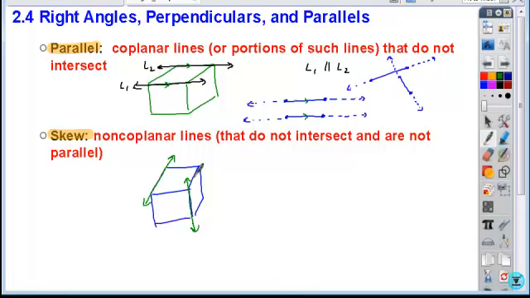And the fact that they don't intersect and that they are not parallel is all kind of embedded within this simple definition that skew lines are simply non-coplanar lines. If you have two lines that cannot be contained in the same plane, they will be skew lines. Otherwise, they would either be parallel or intersecting lines.